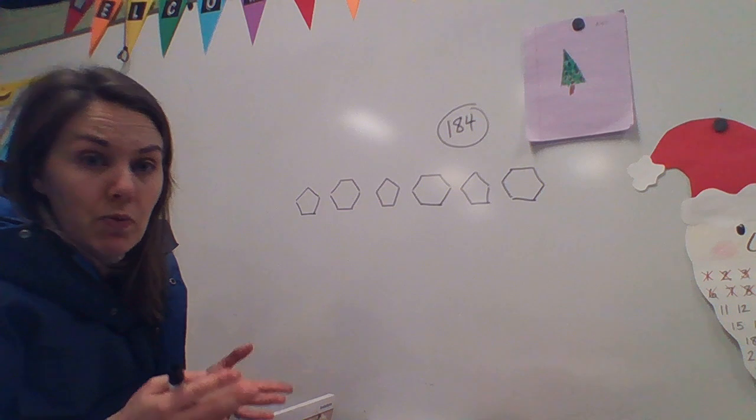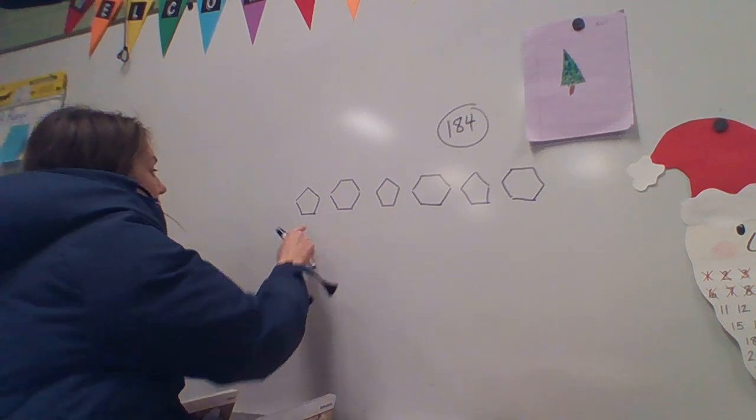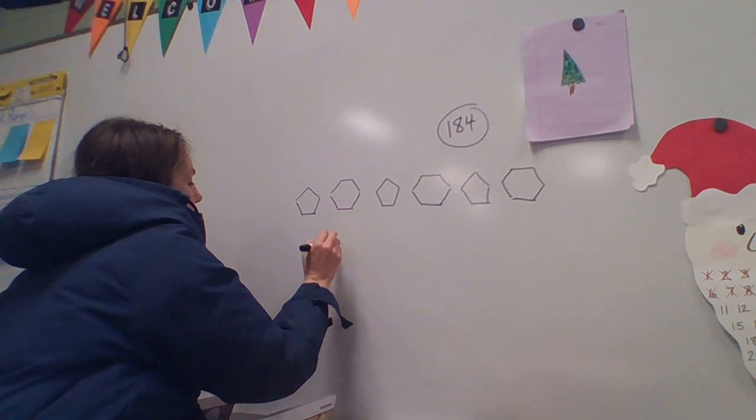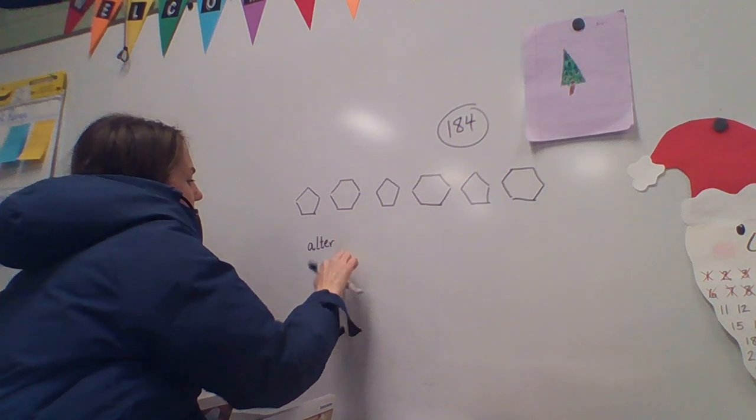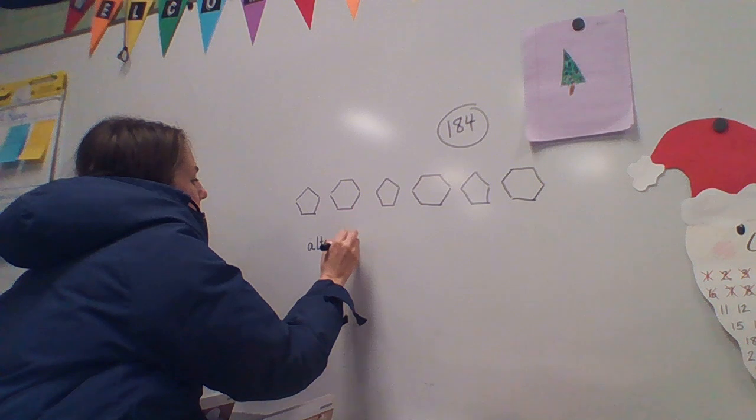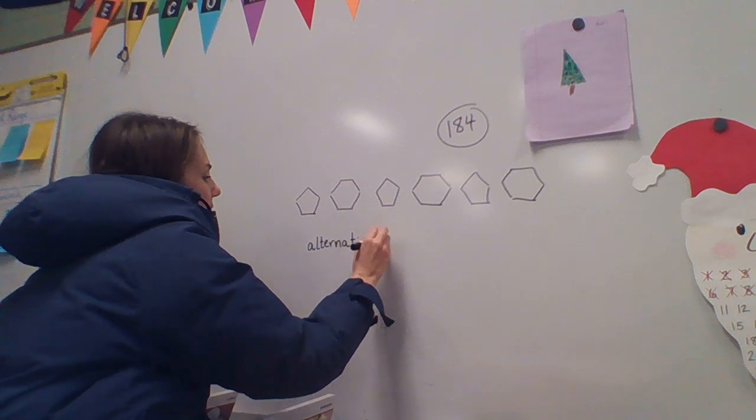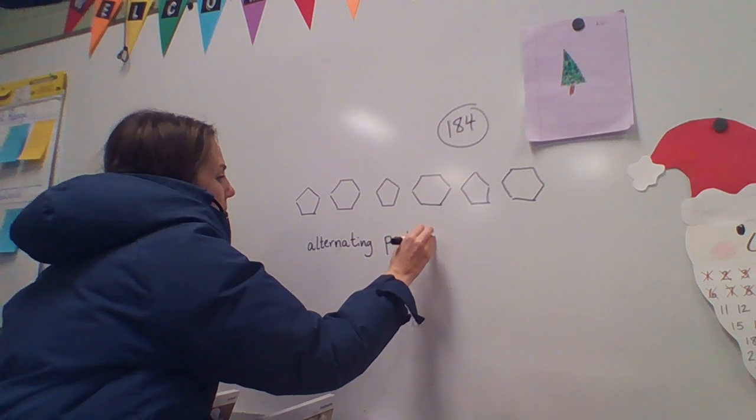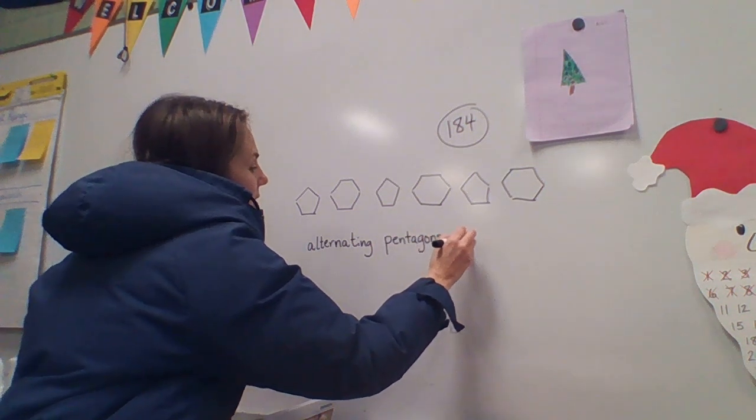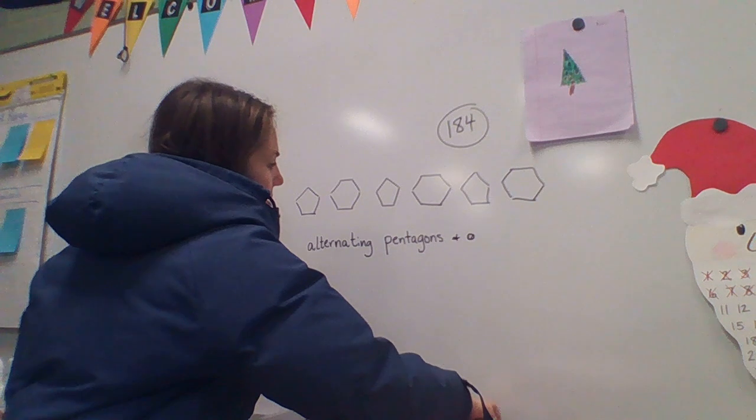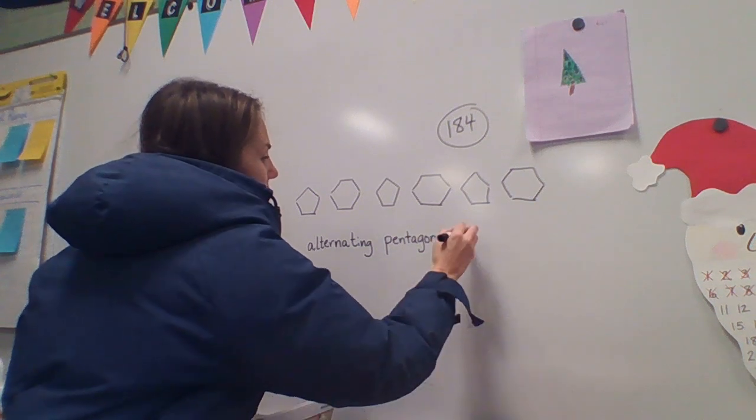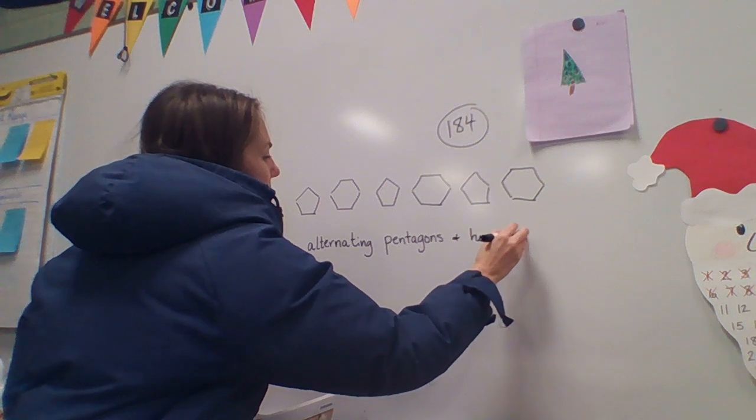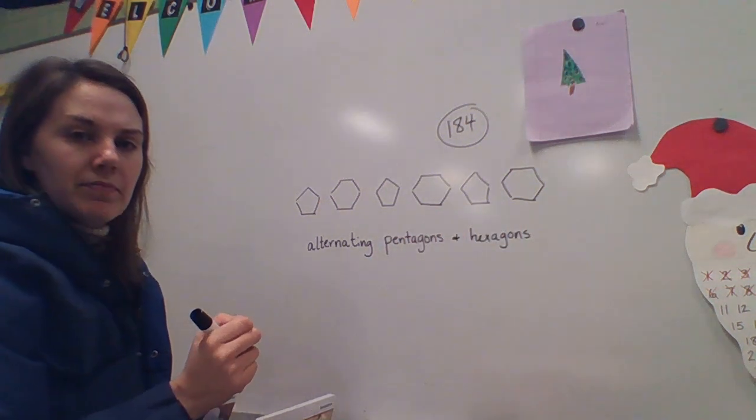So we could call them by their names and say that we are alternating pentagon and, nope, not octagons, hexagons, six-sided shape. So that could be another way that we describe our pattern.